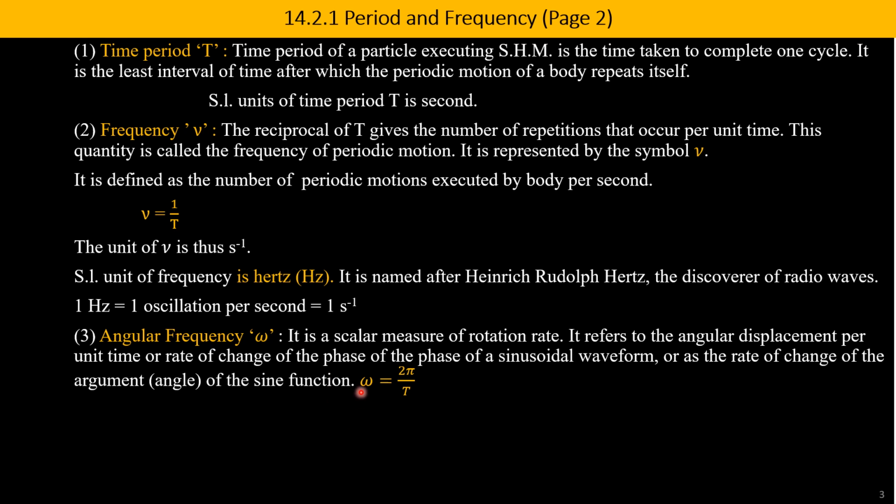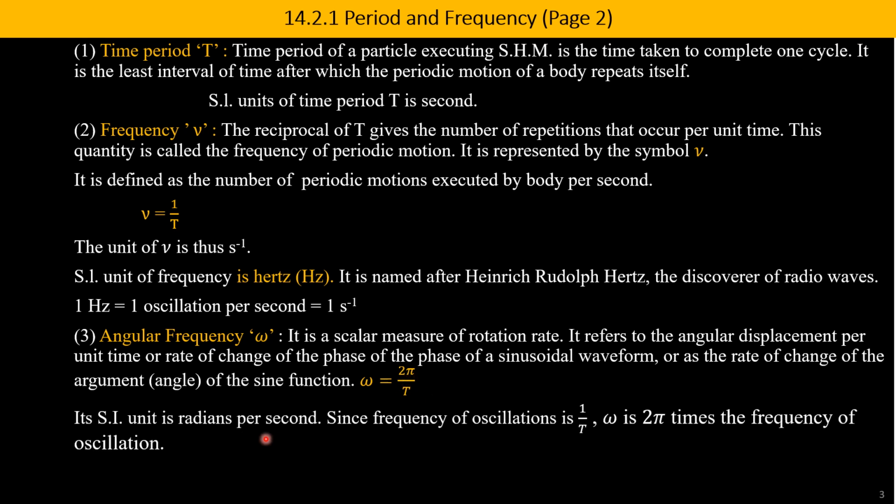So just remember that omega is equal to 2 pi by T. When we talk of angular frequency omega, we have to multiply 2 pi into 1 over T. The SI unit of angular frequency is radians per second. Since frequency of oscillation is 1 by T, omega is 2 pi times the frequency of oscillations.